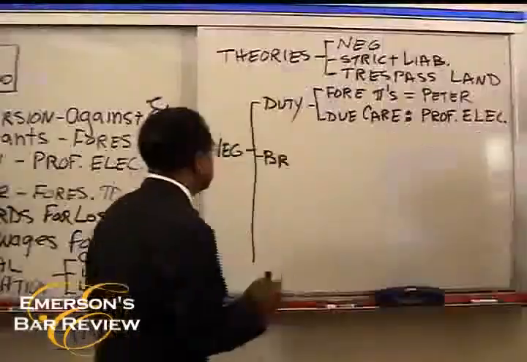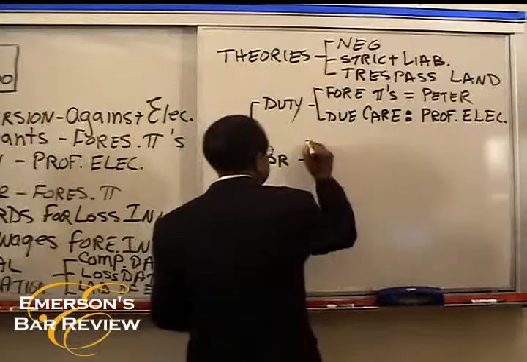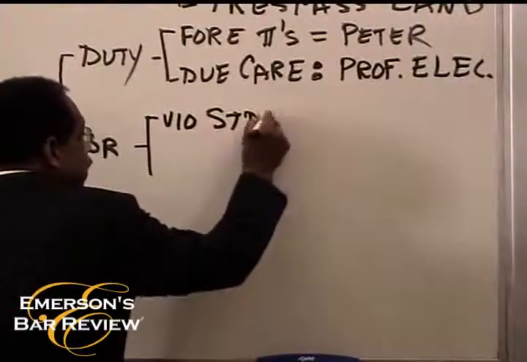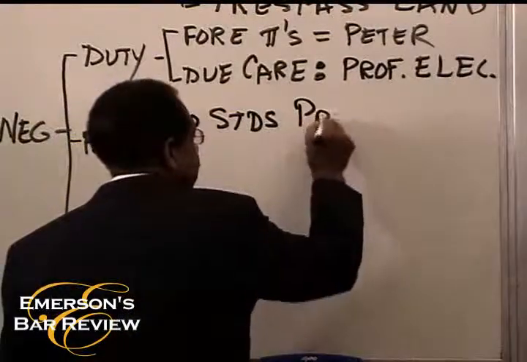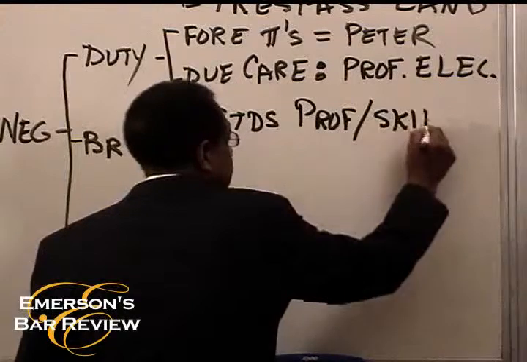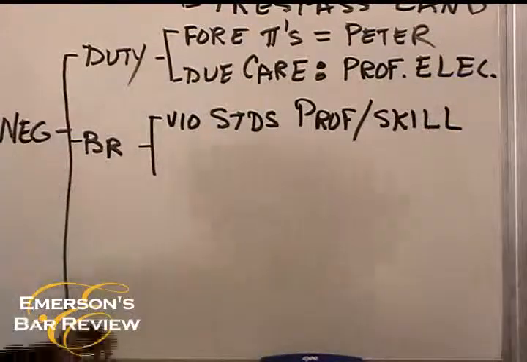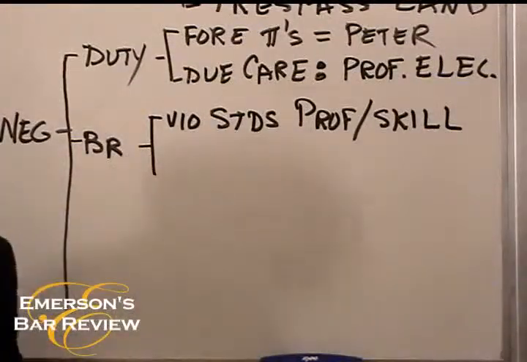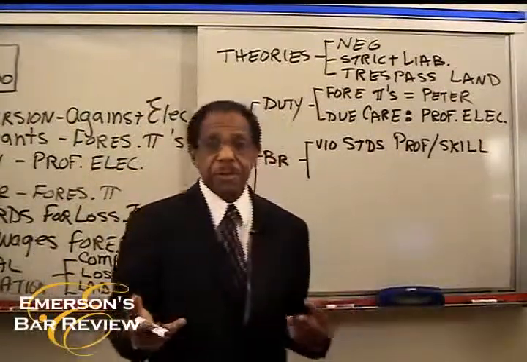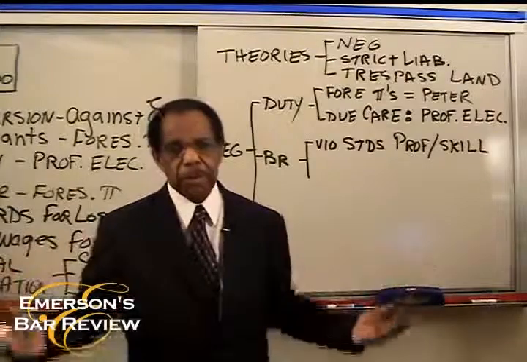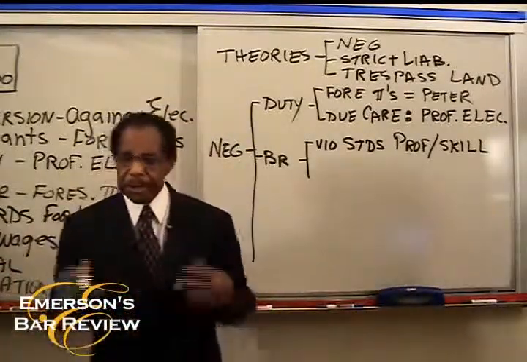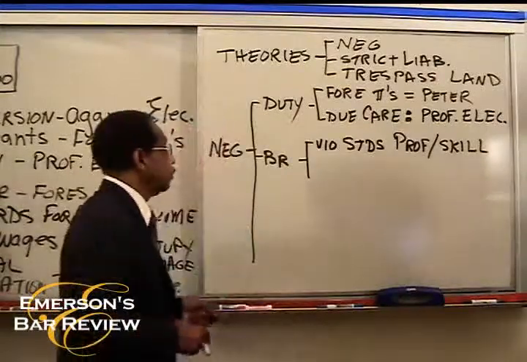Well, in this case, which ones can we use? We can certainly use violations of the standards of a profession or skill, and you would make the argument here that a professional electrician on the pole would have known where the lines go and would have taken the proper precautions, and Dan is being held to those same standards.